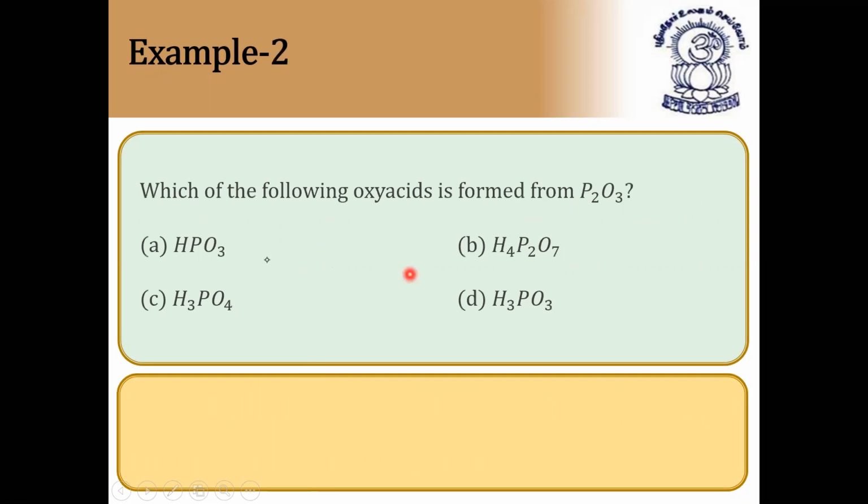Next question. Which of the following oxy acids is formed from P2O3? HPO3, H4P2O7... Which oxy acid is formed from P2O3? So we have D, that is H3PO3. When you heat H3PO3, you'll get P2O3.